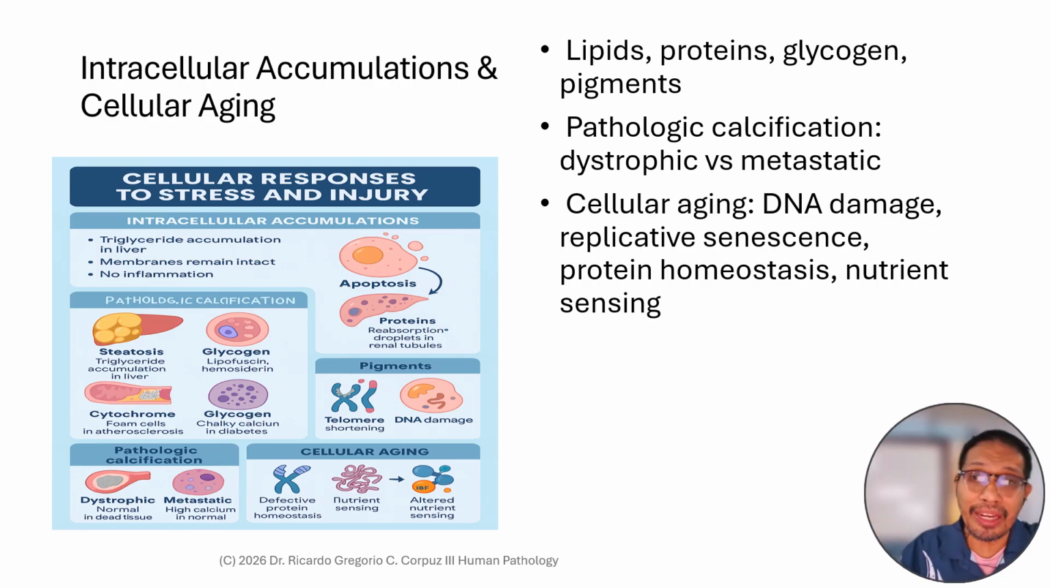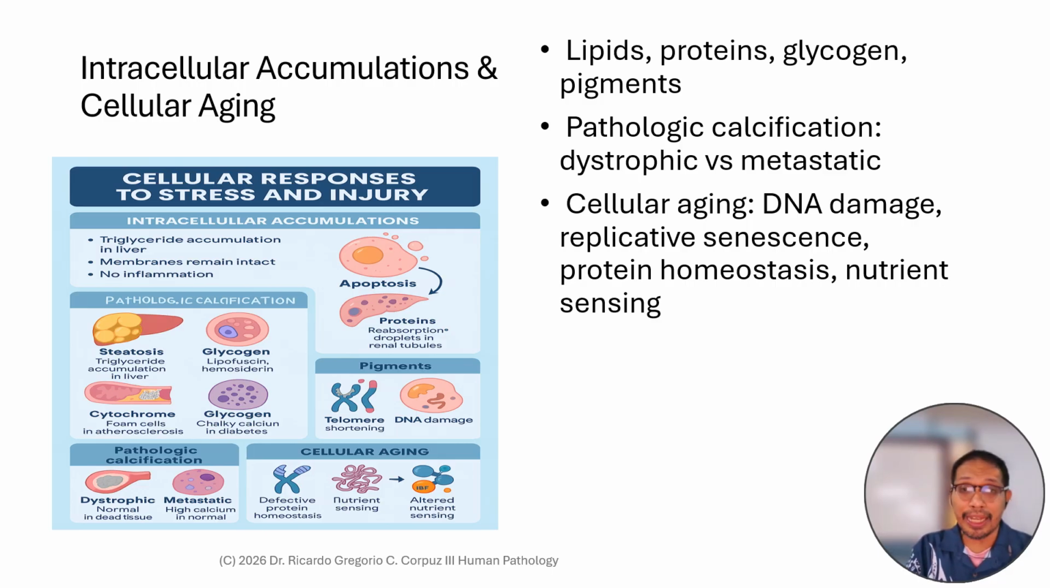So, in the final section of today's session, I would like to introduce an important idea. When cells are exposed to chronic stress or ongoing injury, they don't die immediately. Instead, they often undergo long-term adaptive changes, and one of the most common outcomes is the accumulation of various substances within the cell. This accumulation can be harmless, reversible, or profoundly damaging depending on the context. So let's begin with some major categories.